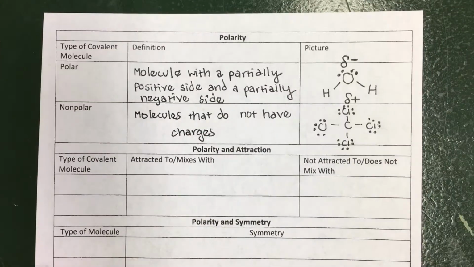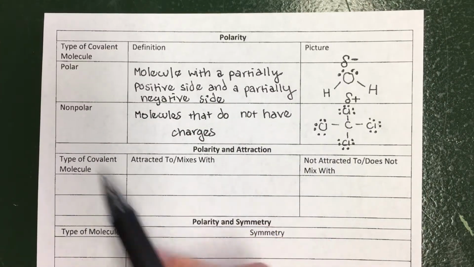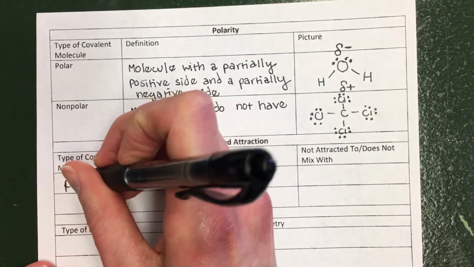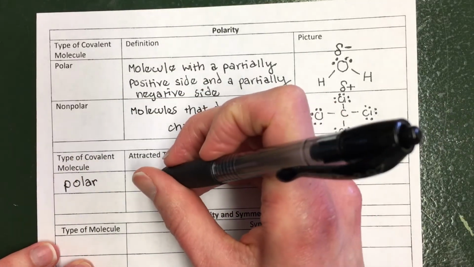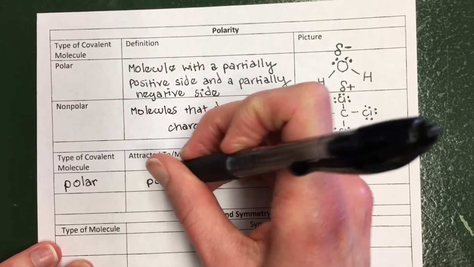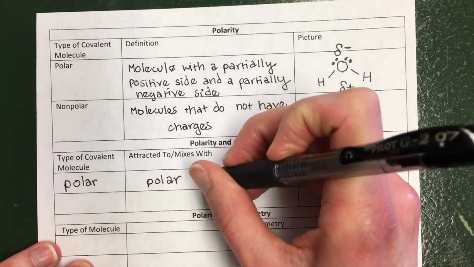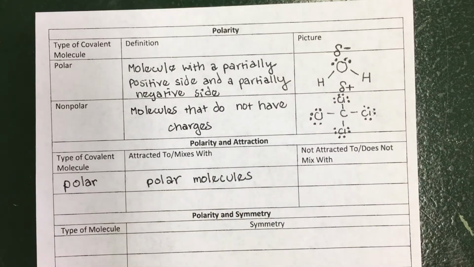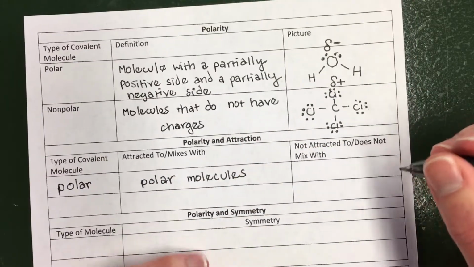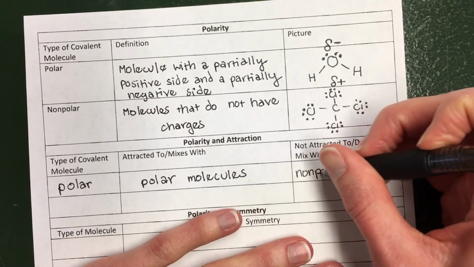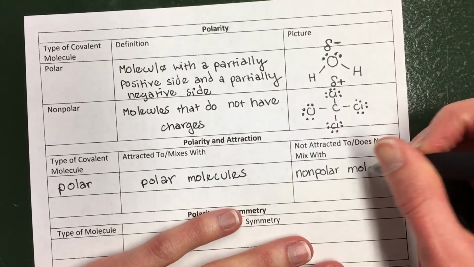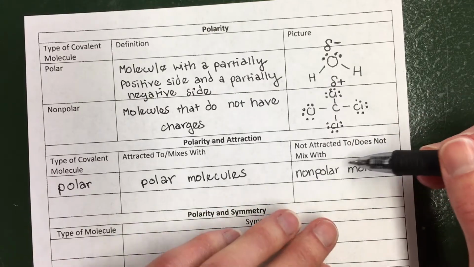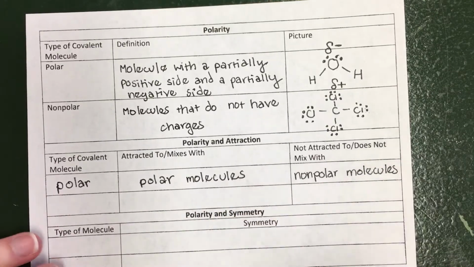They're a different thing. Okay, so we're going to now talk about what types of molecules are attracted to what other types of molecules. So polar molecules are attracted to or will mix with other polar molecules. So for example, water is polar and alcohol is polar, so they mix. Water is not attracted to nonpolar molecules. So for example, oil is nonpolar, and so this is why oil and water do not mix, because oil is nonpolar and it won't mix with the polar water.